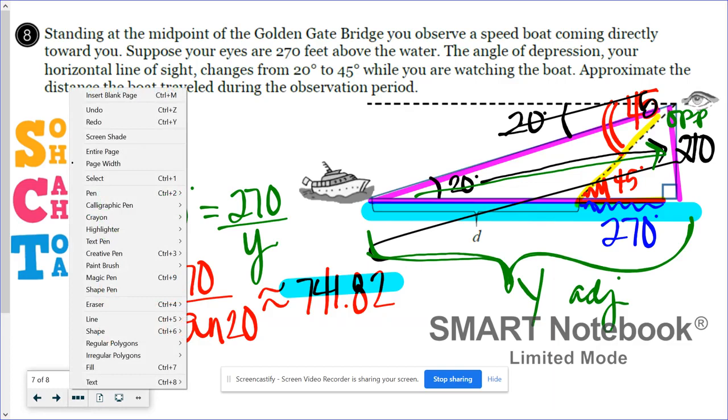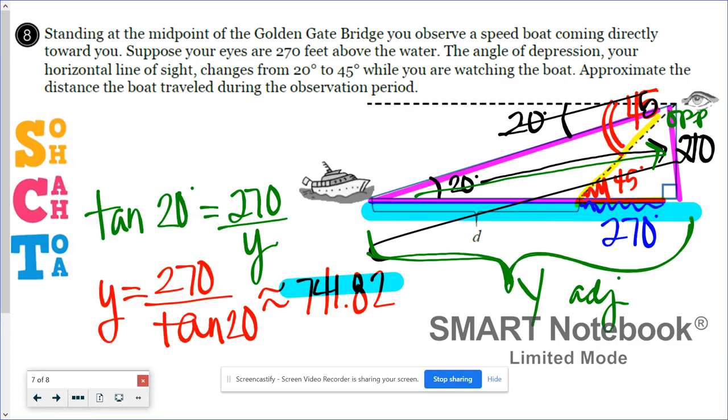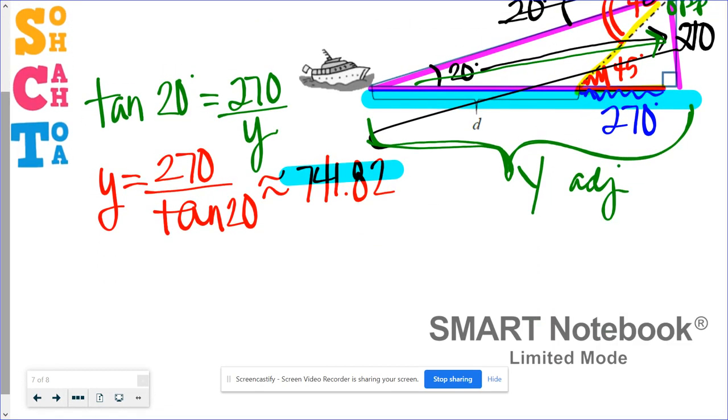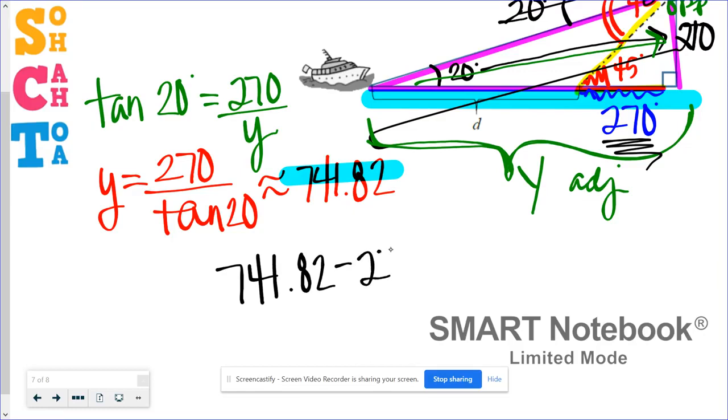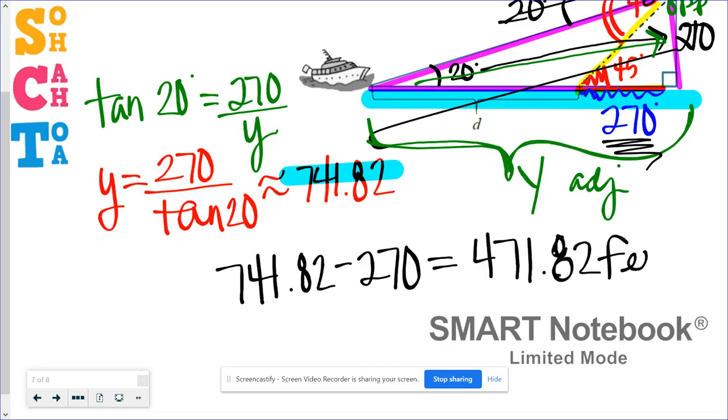Okay. Now I simply want to know, how far did the boat travel? So if I know the total distance, and if I know this difference of distances, I can just subtract. So I can take the total distance of 741.82. I can subtract that known distance of 270, and this will give me the distance the boat traveled, which is 471.82 feet.